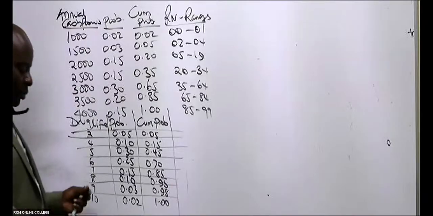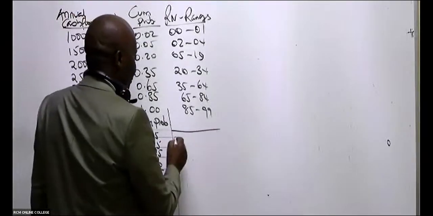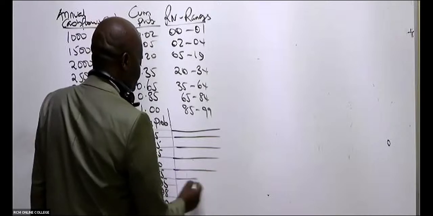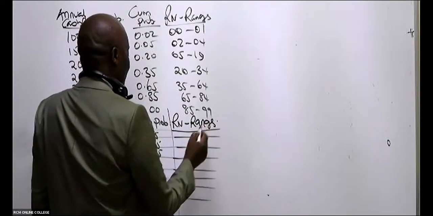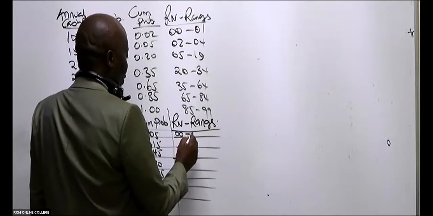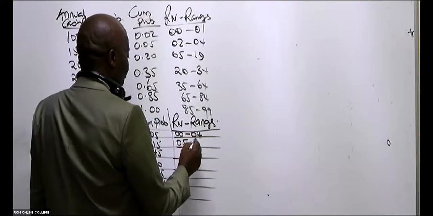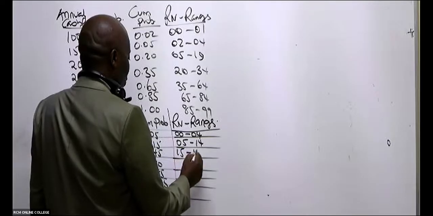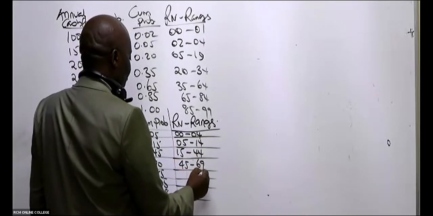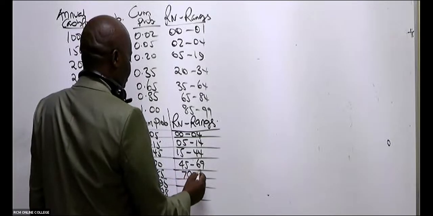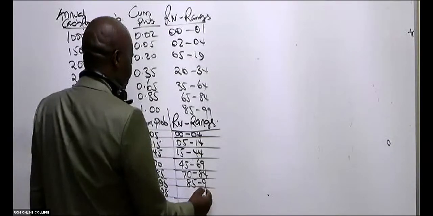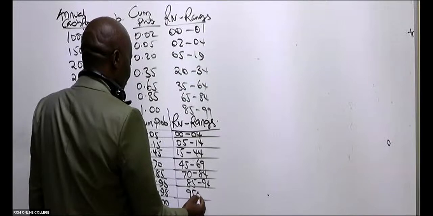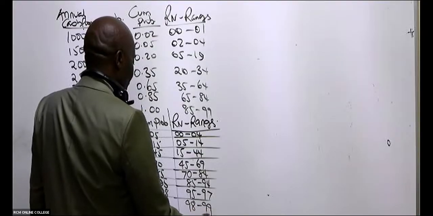Out of this, we shall be able to get the random number ranges. Very easy. 00 to 04. 05 to 14. 15 to 44. 45 to 69. 70 to 84. 85 to 94. 95 to 97. Then we have 98 to 99.